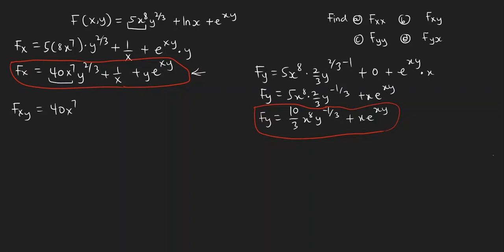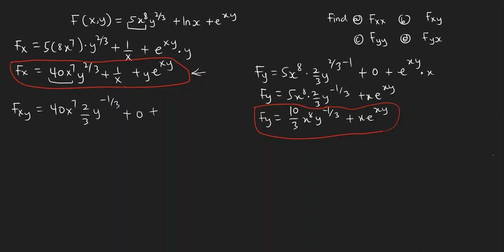Now let's differentiate the y. That's y to the power 2 on 3. So that will be 2 on 3, multiplying y to the power 2 on 3 minus 1, which will give us minus 1 on 3. Plus, for the second term, we don't have any y in it, right? So let's make it 0 because it is a constant.